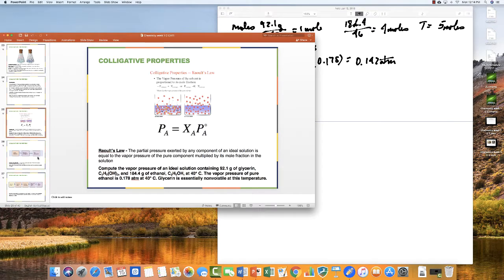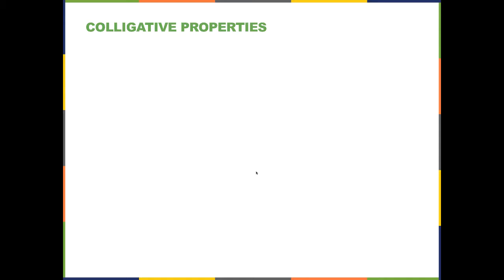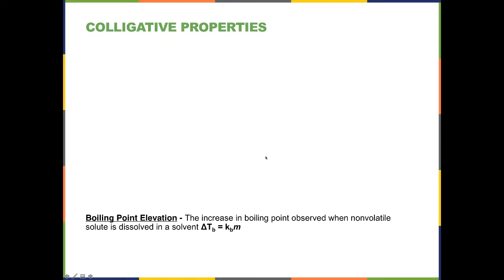Alrighty then, so let's move on and look at boiling point elevation. Now the next colligative property that we're talking about here is the boiling point elevation. And the boiling point increases when you dissolve a non-volatile solute in a solvent. And the formula for that is given: the change in boiling point is equal to what's known as the boiling point constant times the molality.